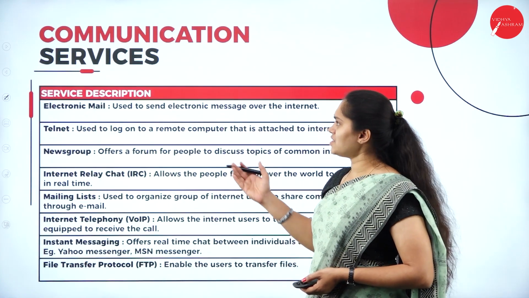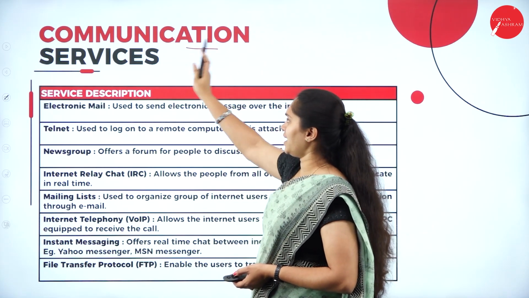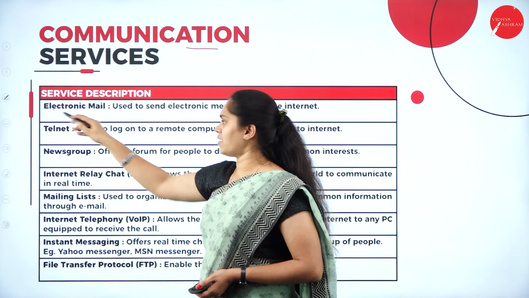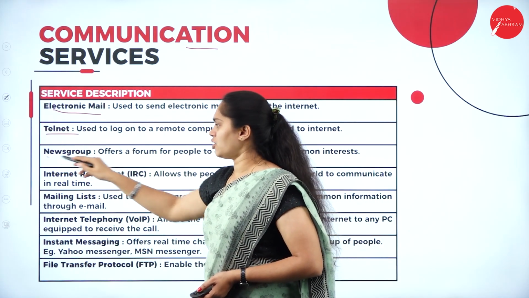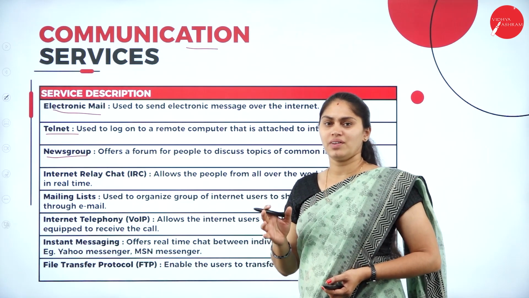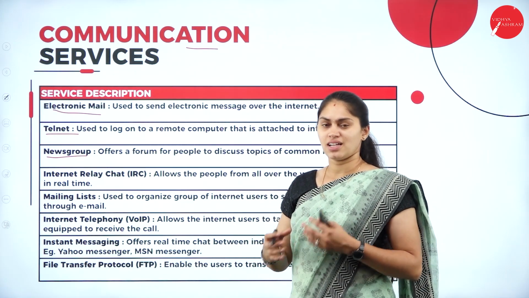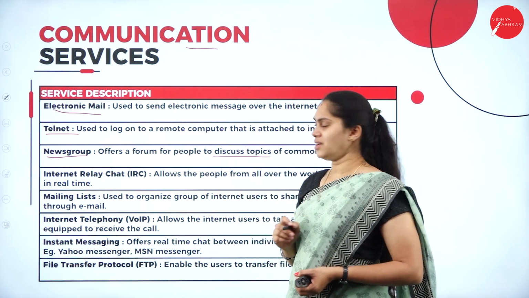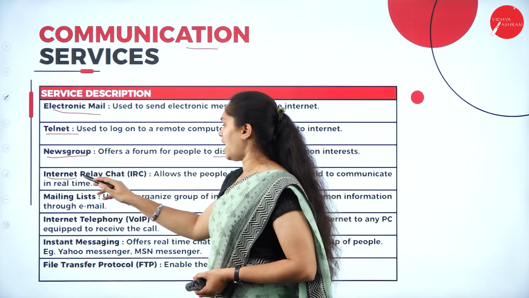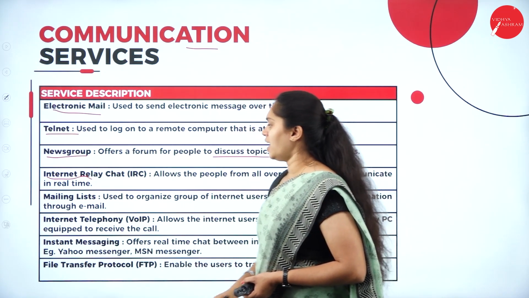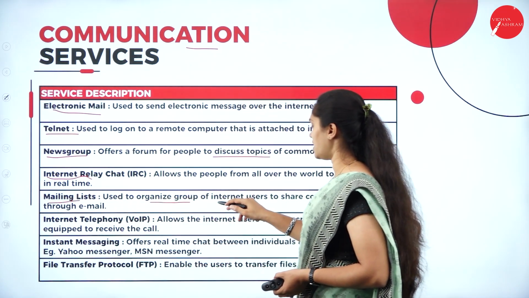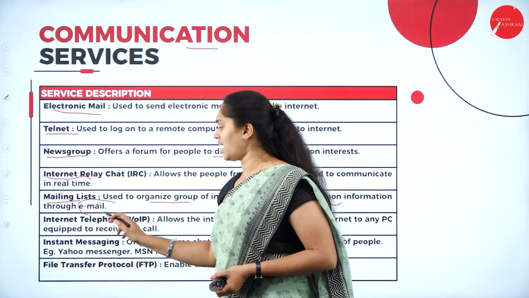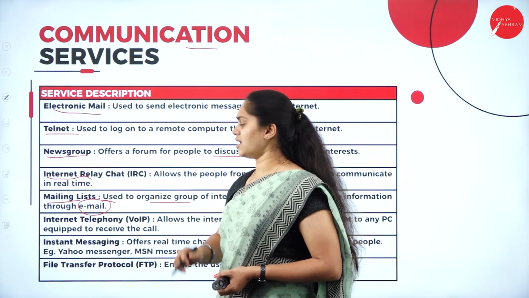So here we have a list of services which are mainly meant for communication with the help of the internet. So here we have electronic mail, telnet, and also we have a newsgroup. When we have a set of people interested in the same area, at that time they are going to discuss the topic of common interest. And also we have IRC, that is Internet Relay Chat, and we have a mailing list mainly used to organize a group of internet users in order to share common information with the help of email. Then we call that a mailing list.